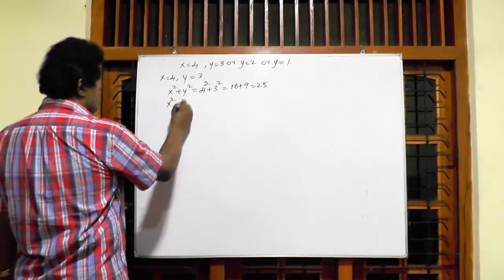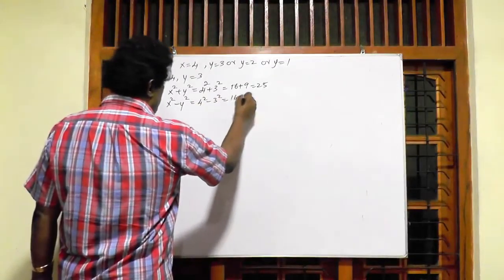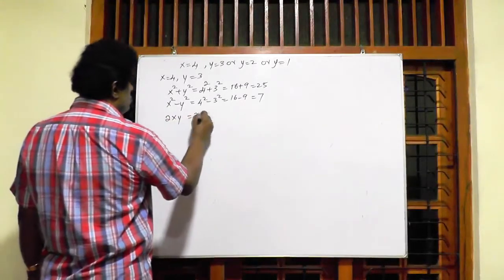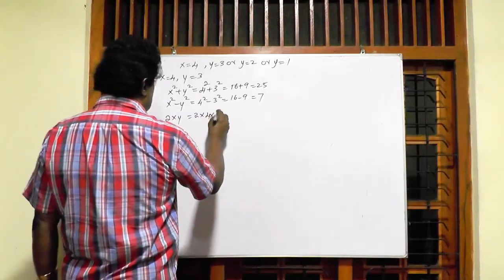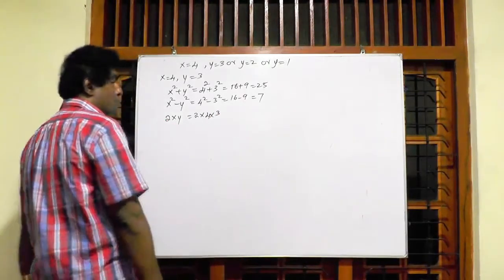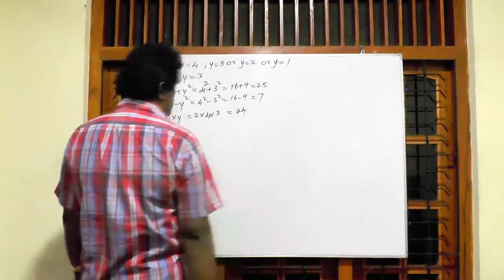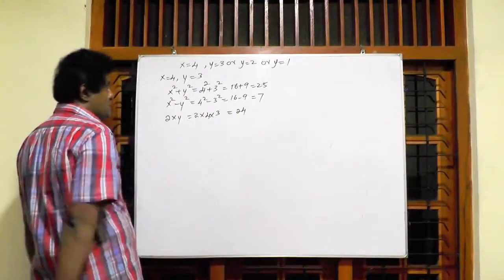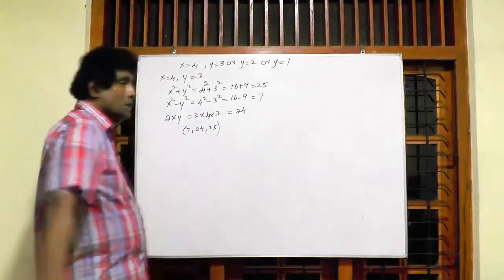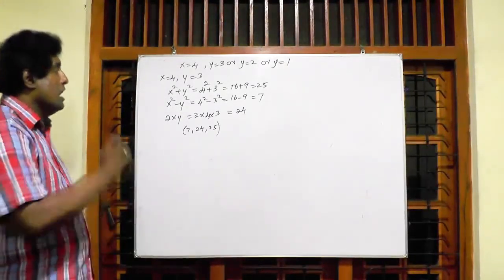Then x squared minus y squared is 4 squared minus 3 squared, 16 minus 9, that's equal to 7. Then the value of 2xy equals 2 times 4 times 3; 2 times 4 is 8, 8 times 3 is 24. Another Pythagorean triple is there, that is 7, 24 and 25. This is the fourth Pythagorean triple we have taken.